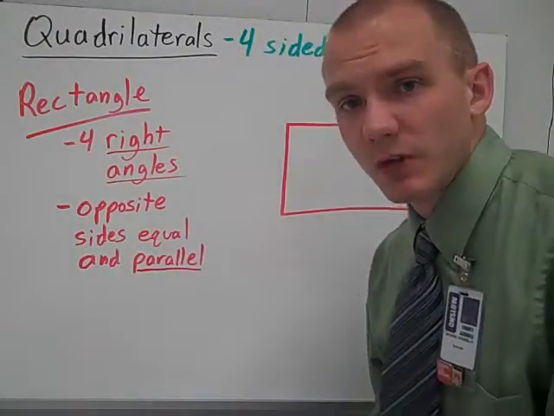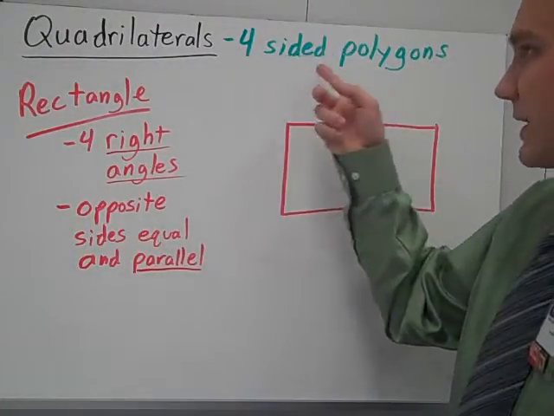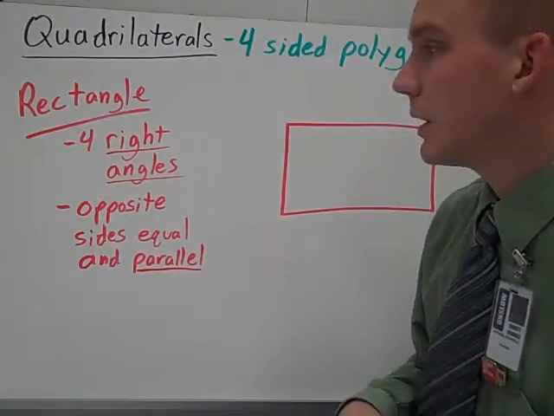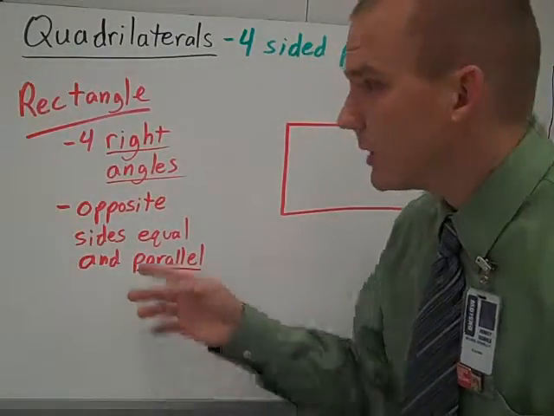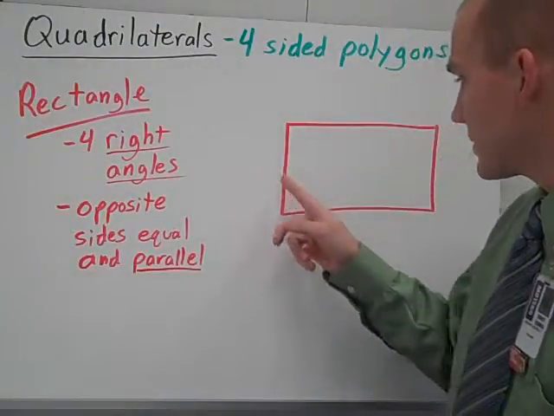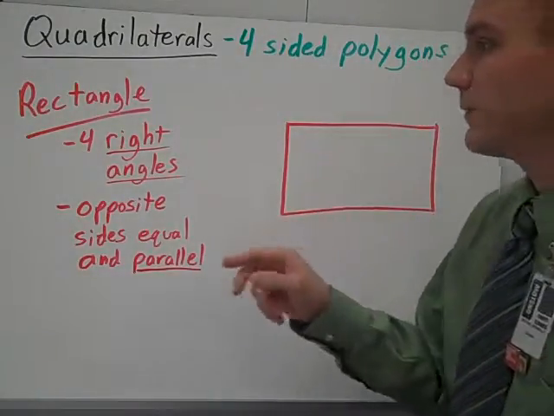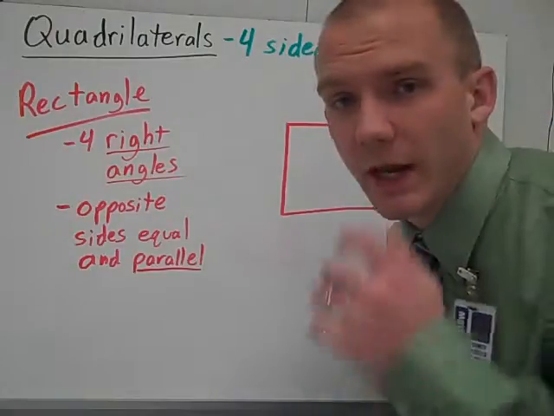Quadrilaterals. That's a special type of polygon with 4 sides. It's a 4-sided polygon. One type of quadrilateral is what we call a rectangle. It has 4 sides, 1, 2, 3, 4, but it also has 4 right angles.